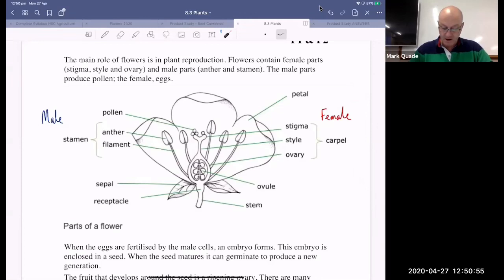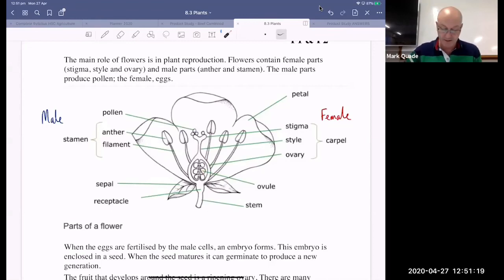Then we have the style, which is this tube down here. So we have the stigma, style, and then we have the ovary. The ovary and the ovule. So the ovary is that bit around the outside, and the ovule is inside here, okay? And that's what our seed will be produced from.